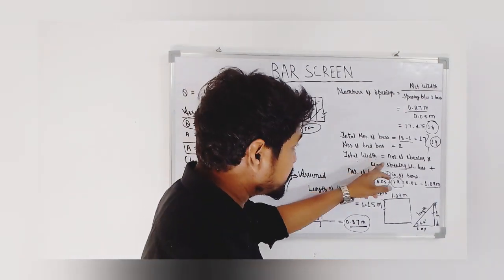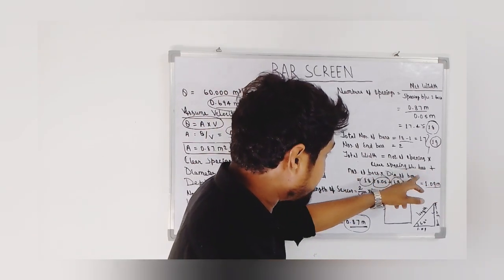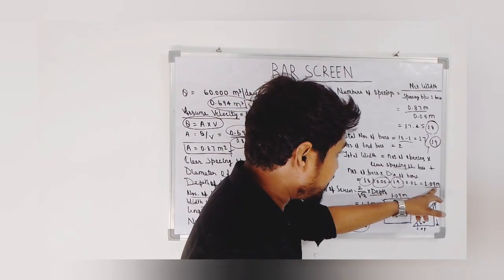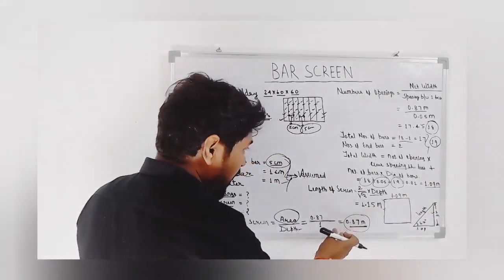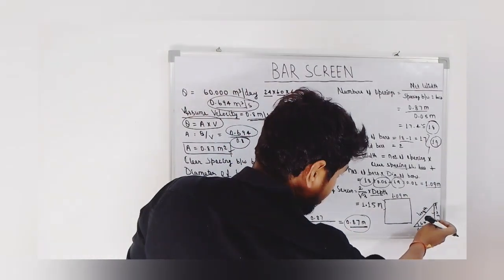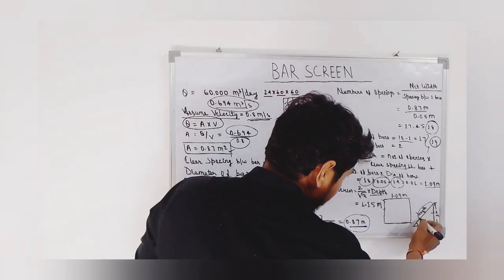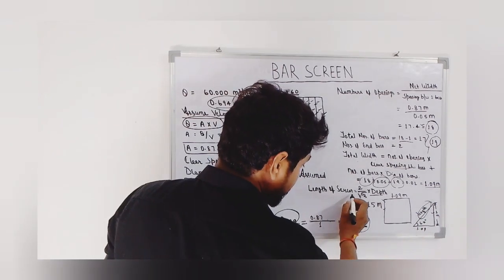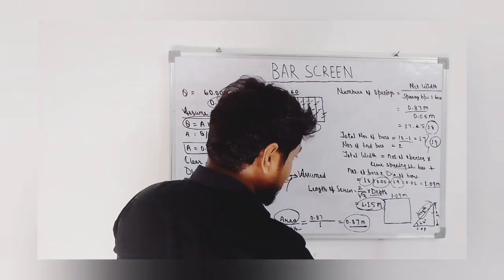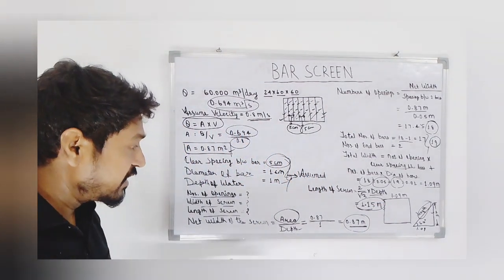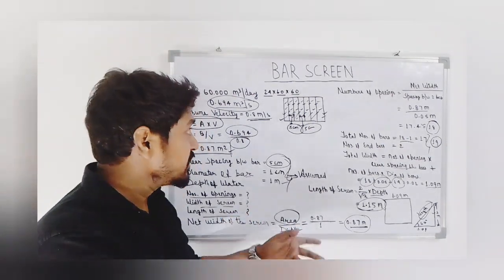So total width is equal to number of openings into clear spacing between two bars plus number of bars into diameter of the bars, and from this formula we get 1.09 meter of total width. This is the total width. And we have to calculate from this formula: 1 meter is depth and 1.09 meter is width, and from this formula we can calculate length. So length is equal to 2 divided by root 3 into depth, which is 1.15, and we have calculated width and length, and that is what we have to calculate for the chamber of the bar screen.